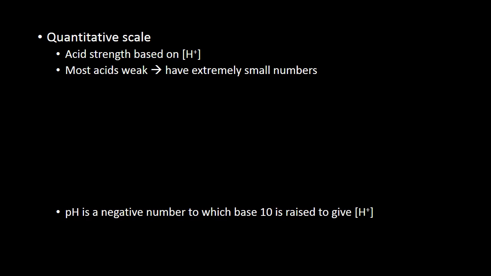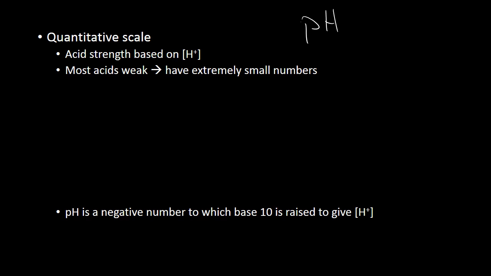So acid strength is based on the hydrogen concentration, and that's why we look at pH. We're always looking at the hydrogen concentration. The stronger the acid, the higher the concentration. The weaker the acid, the lower the concentration of hydrogens you have. What we have to keep in mind is that most acids are weak, and therefore they have very small numbers. That is why the pH scale was created, to make it easier to read and understand and not work with large negative exponents or very, very small fractional numbers.